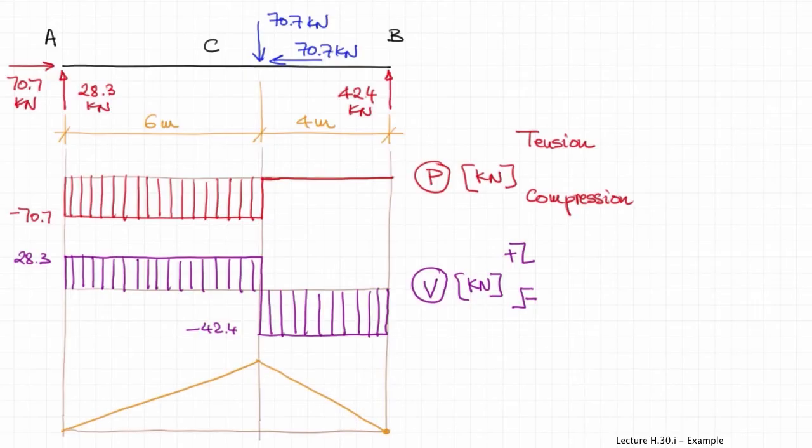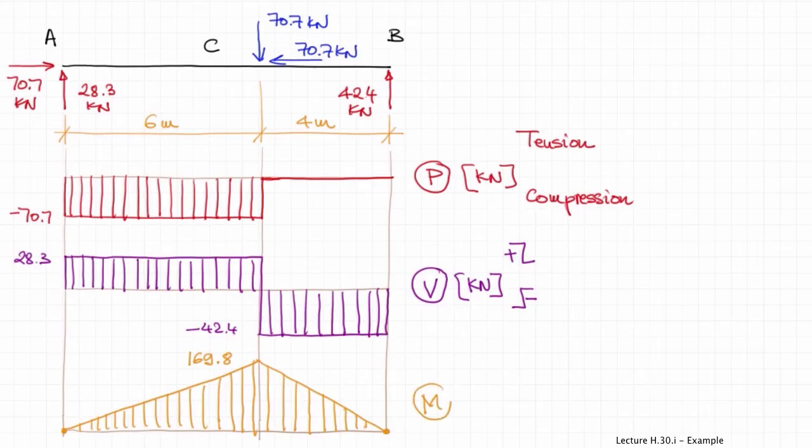Finally, the bending moment diagram has values of 0 at A and B because the beam is free to rotate at those points, being supported on a pin and a roller, and the maximum magnitude at C of 169.8 kilonewton meters. We need to write those units as well, kilonewton meters, and also, as for the other diagrams, indicate the signs and the behavior of the beam.